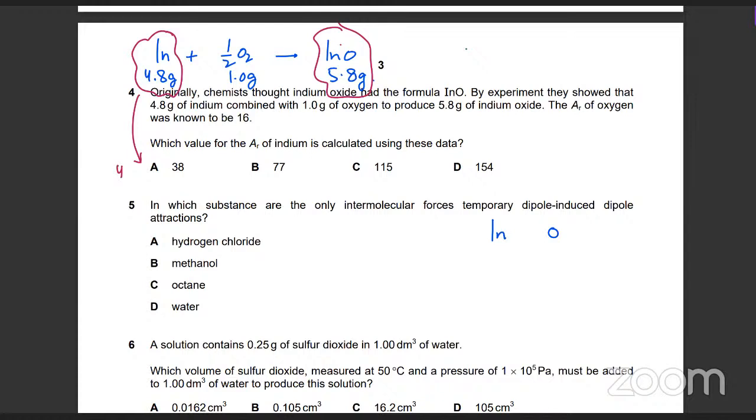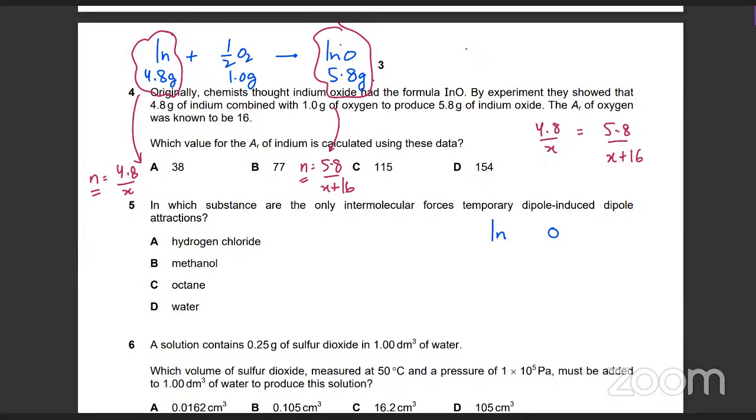How do you figure out the moles of indium? Moles is mass divided by molar mass. Sorry, AR. I don't have the AR, so I'm going to take it as X. So the moles of indium is 4.8 divided by X. The moles of indium oxide will be mass divided by molar mass, 5.8 divided by the Mr of indium oxide, which is X plus 16. I don't know what indium is, but I know oxygen is 16. Both moles will be equal, since the equation says it's 1:1. So 4.8 over X is equal to 5.8 divided by X plus 16, and then you try and solve this.